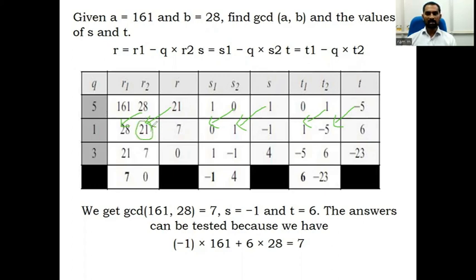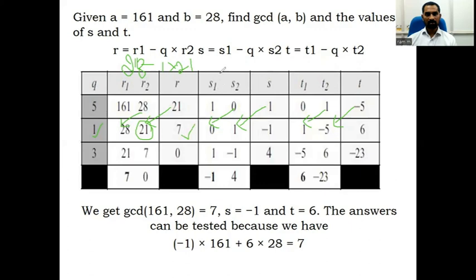Yes, R2 is greater than 0. Again, the same process. First, we calculate the Q and R. So 28 divided by 21, the Q value is 1. If you substitute here, R1 is 28, so 28 minus our Q value 1 into 21 will be the remainder. 28 minus 21 is 7.